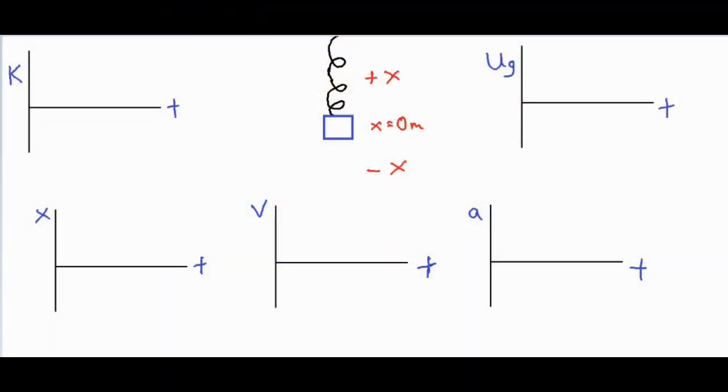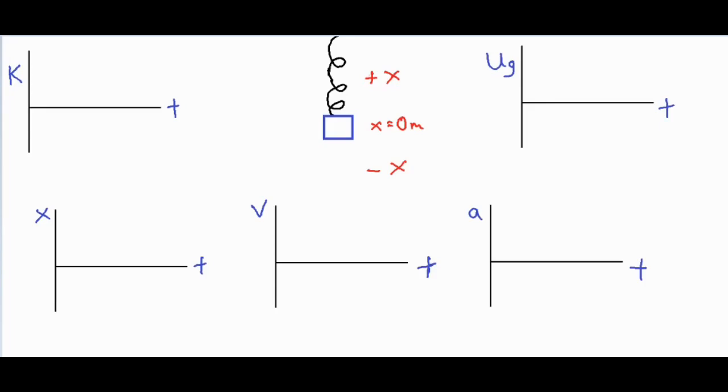In this video, we're going to be taking a look at an oscillating mass connected to a spring, and we're going to be developing 5 different graphs so that you know how to develop any kind of simple harmonic motion type graph. We're going to go over one with kinetic energy, gravitational potential energy, and then on the bottom row, we have position, velocity, and acceleration.